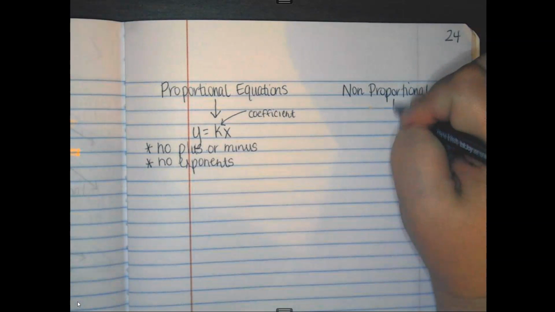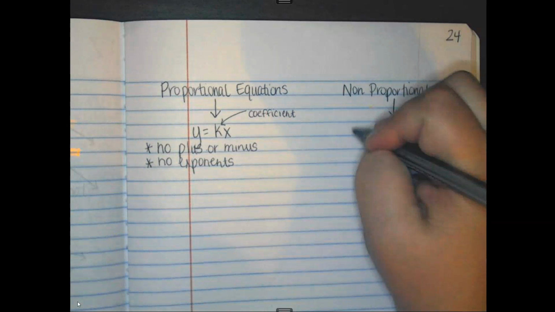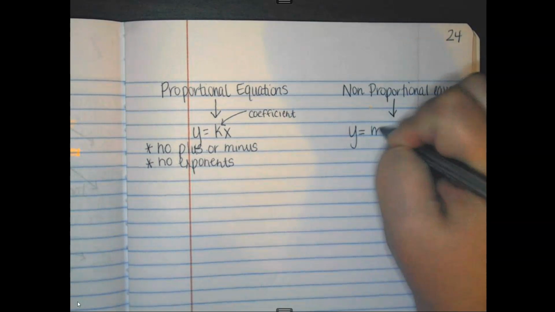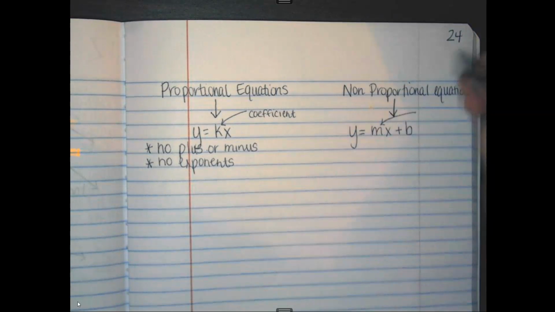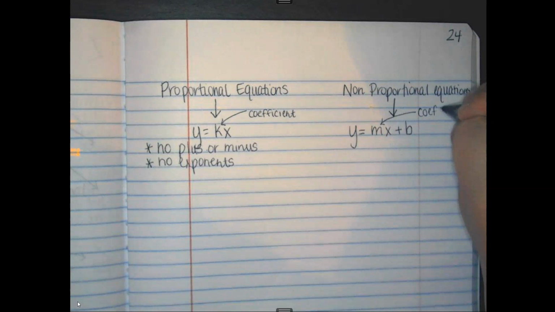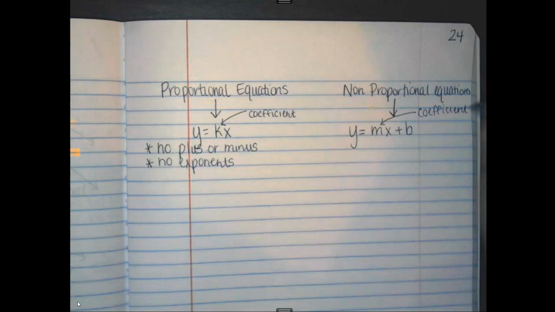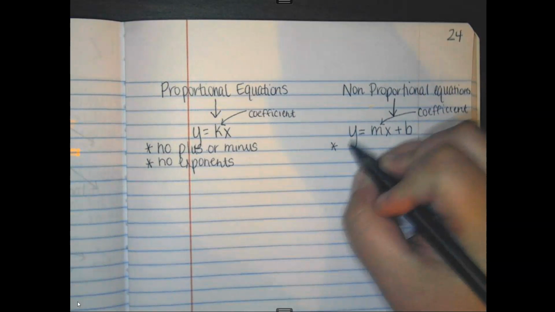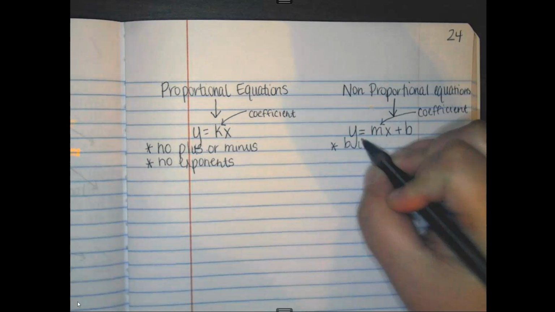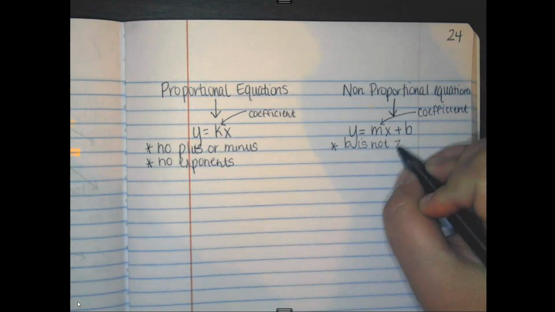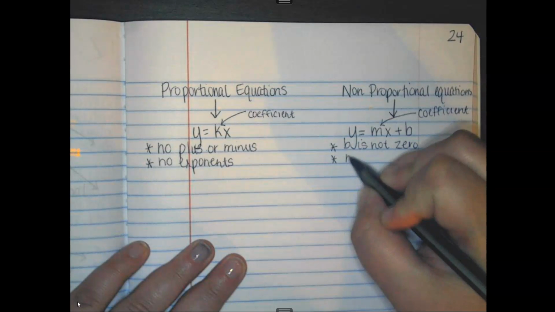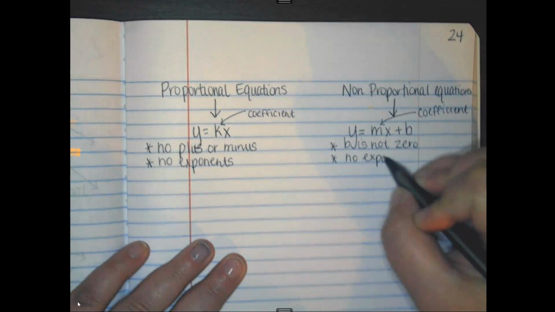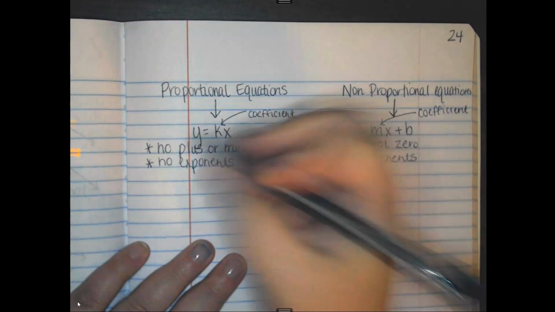Versus non-proportional, which are in the form of y equals mx plus b, where m is my coefficient. And we're going to put a note that b is not 0, because if it was 0, it wouldn't matter. It would be just in the same form of kx. And again, we still have no exponents. So we're going to look at some examples.